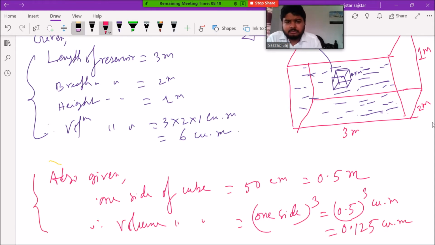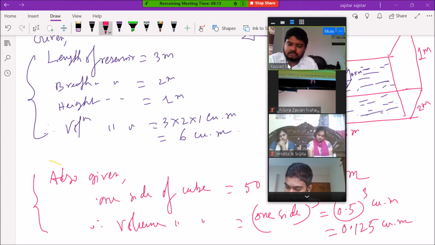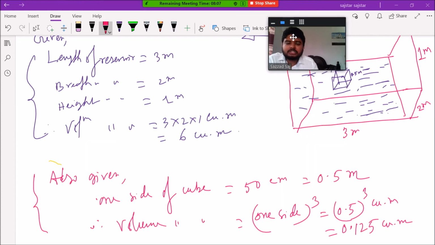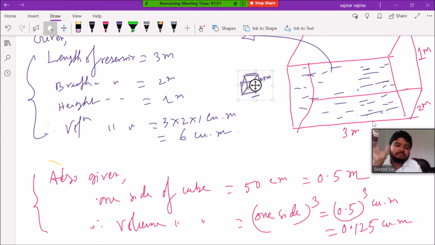Everyone, please write with me. In the first part we have got the volume of the reservoir, in the second part we have got the volume of the cube. Now in the third part, what to do here? The question says now take this cube outside of this reservoir. So inside the reservoir there is remaining only water, remember, there is no more cube.